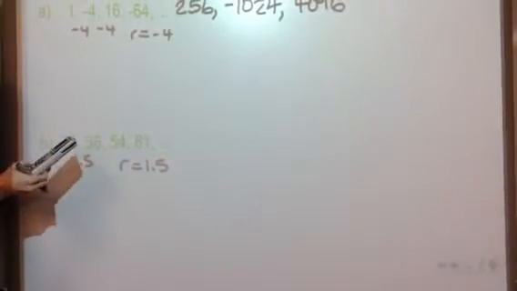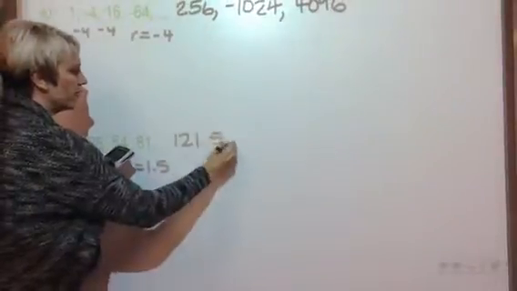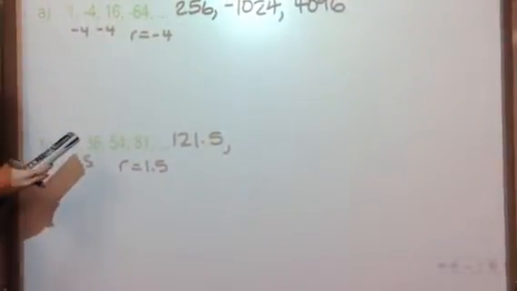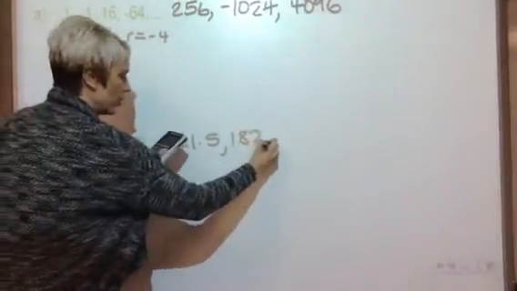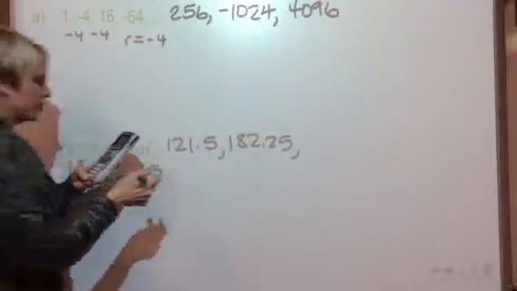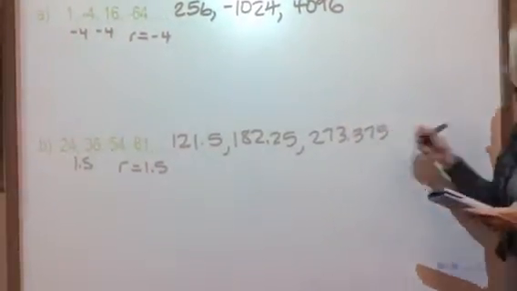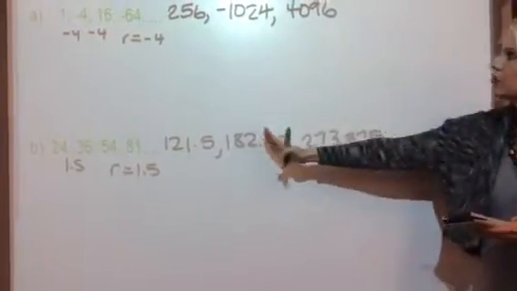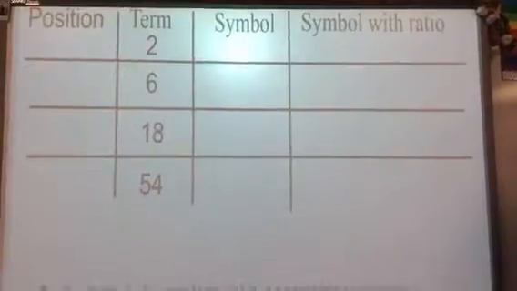So I'm going to take 81 times 1.5, and that would give me 121.5. I take 121.5 times 1.5, and I get 182.25. And my last term then, times 1.5, would be 273.375. So you're using your common ratio to find your next 3 terms. Try the examples in your notes.